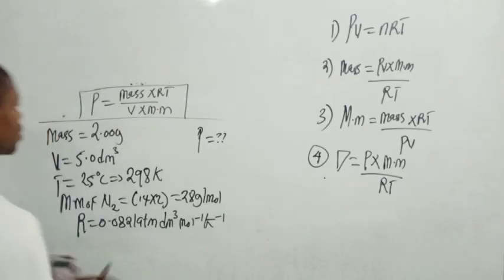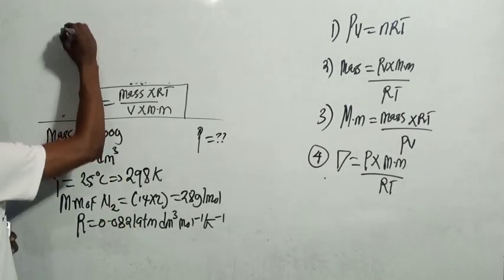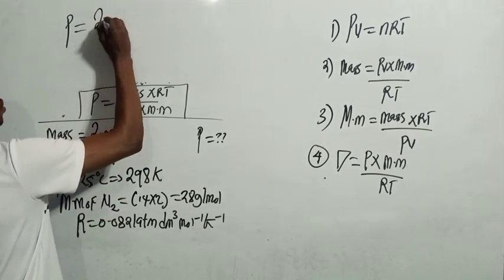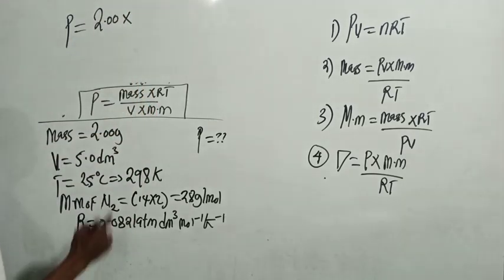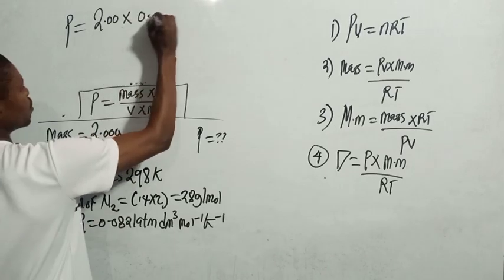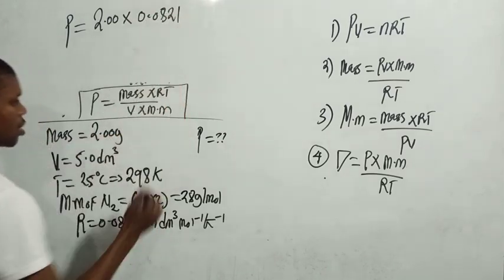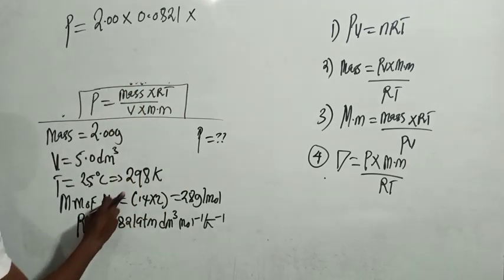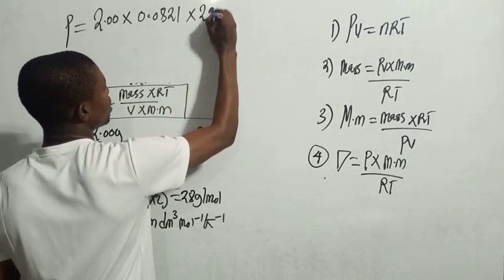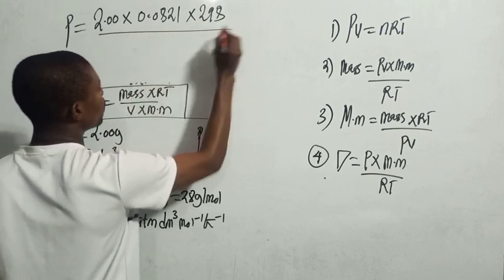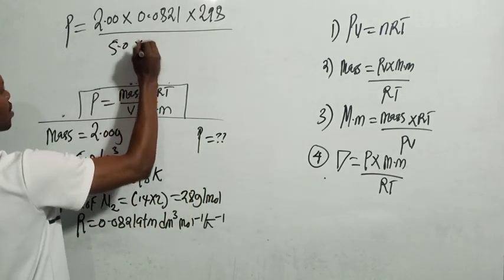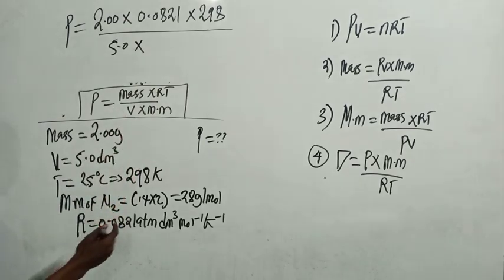The next thing you want to do is to plug in your formulas. So P is equal to mass, which is 2.00, times R, which is 0.0821, times the temperature T, which is 298, over V, which is 5.0, times the molar mass, which is 28.